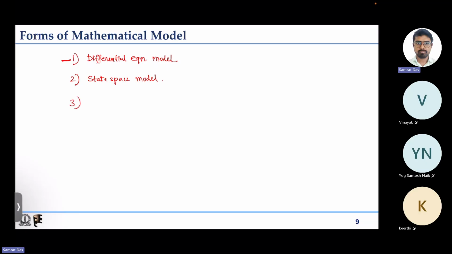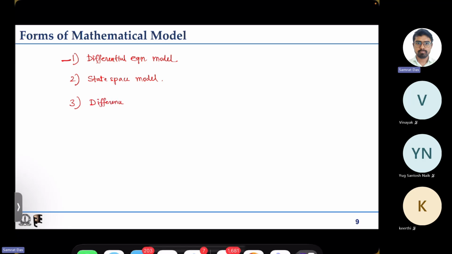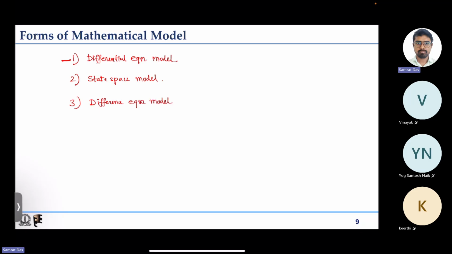Then of course the next one is, so the first one was the differential equation model. This is the difference equation model. So what is that? It is nothing but the discretized form of differential equations. So if we want to have a digital implementation of our system, like simulation in a computer, then we need to discretize the system. For that, this model is very useful.